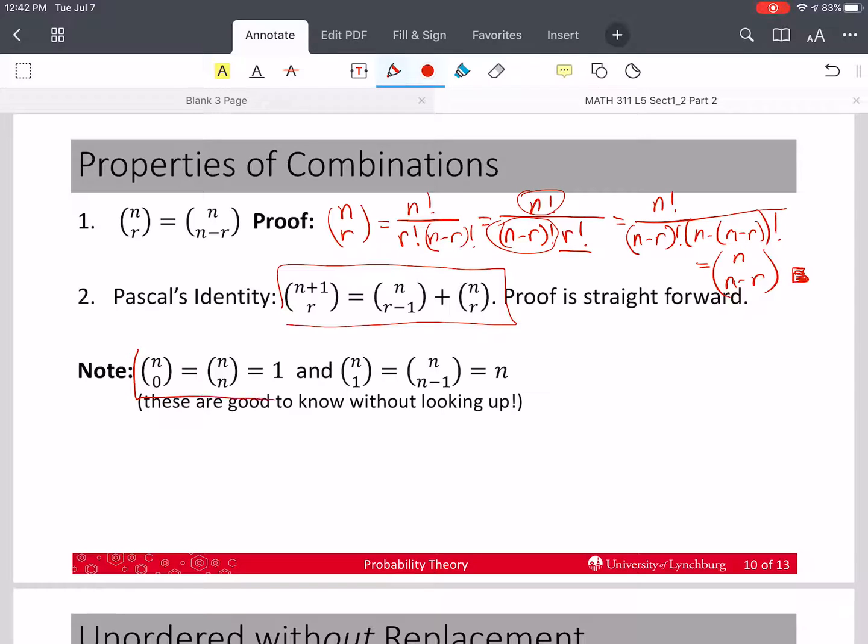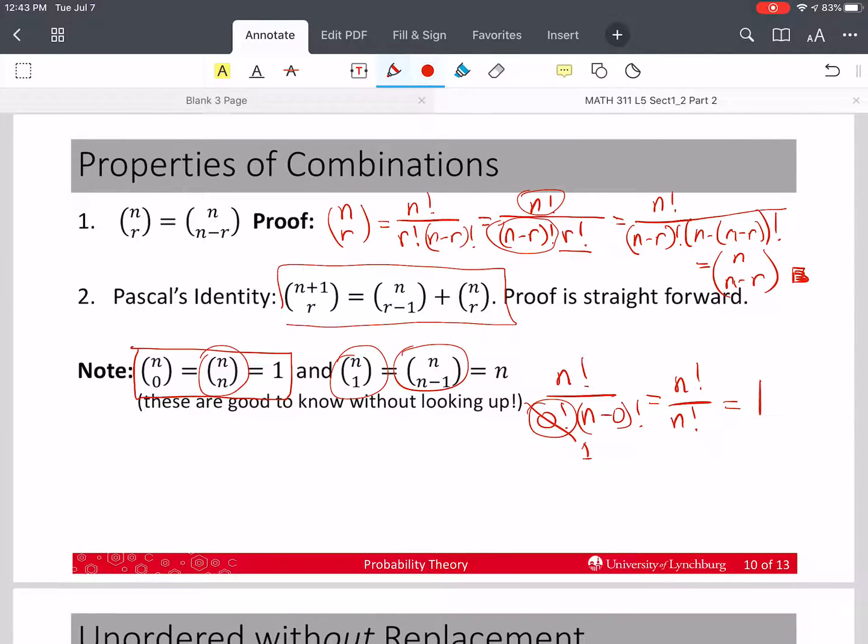Now, here's some really important properties to know about combinations. If n choose 0, there is exactly one way to choose nothing out of n, or no items out of n. And that's by definition. So we have n factorial over 0 factorial, n minus 0 factorial. So n minus 0 is n factorial. So we have n factorial over n factorial. And this is 1, not 0. 0 factorial is 1, so we have 1. And likewise, you could do the same with n choose 1, and n choose n minus 1. These two over here give you n ways. These here give you one way.